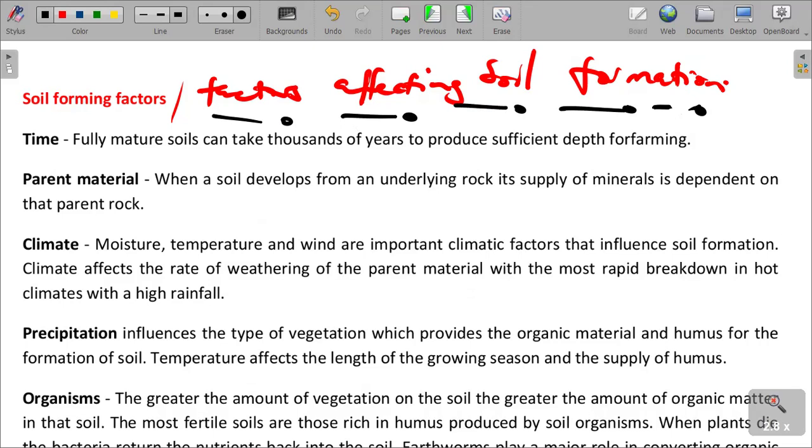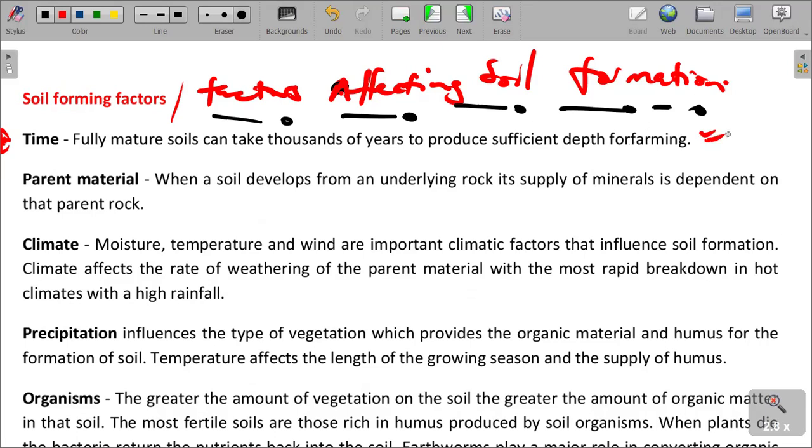Soil is a slowly renewing resource. It does not renew as fast as other natural renewable resources. Soil takes millions of years to renew itself because it is a slow, gradual, microscopic process, depending on processes like rock weathering and so forth. So time is one of the key factors that affect soil formation. Fully mature soils can take thousands of years to produce sufficient depth for farming.